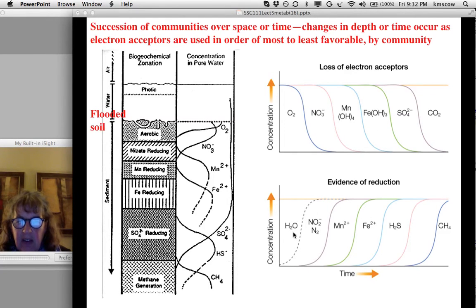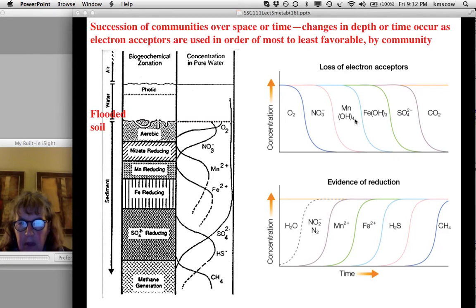And then down here, it's a beautiful little figure. It just shows you the products. Here are the metabolites of these reactions: oxygen creates water. Nitrate is going to nitrite, or N2, depending on how far reduced it's going to be. Manganese 4+ is going to 2+, iron 3+ goes to 2+, sulfate goes to H2S, and CO2 goes to methane. So the same succession of products over time.